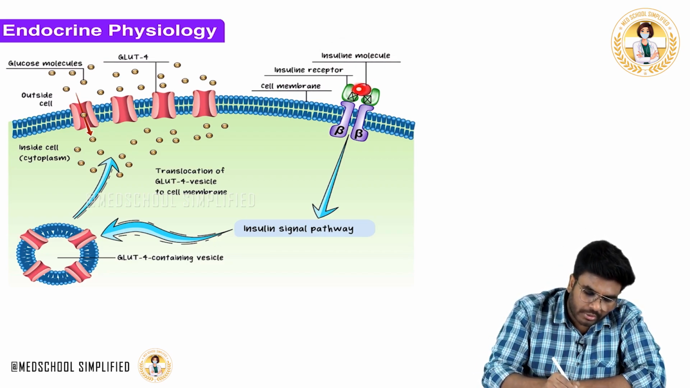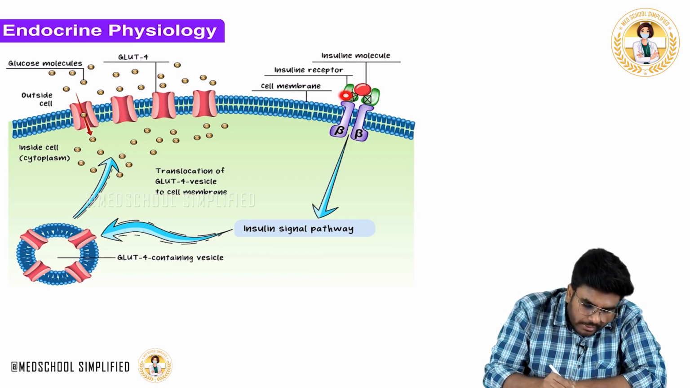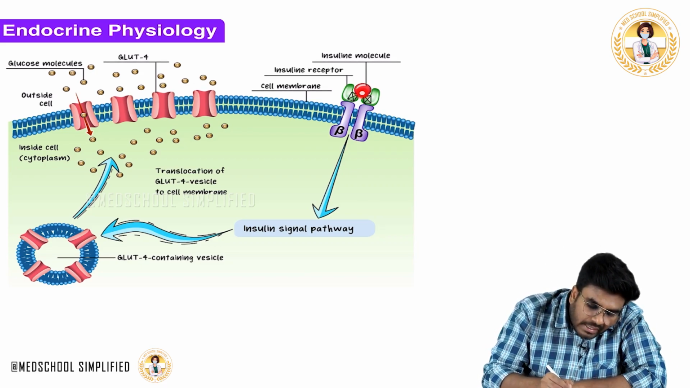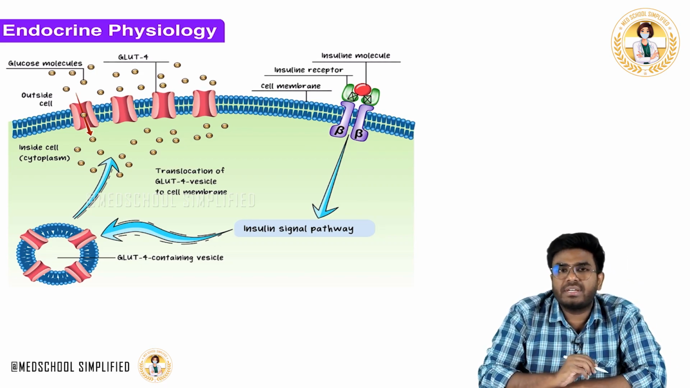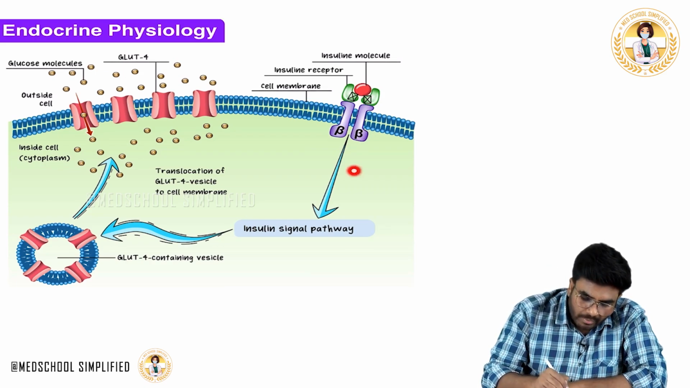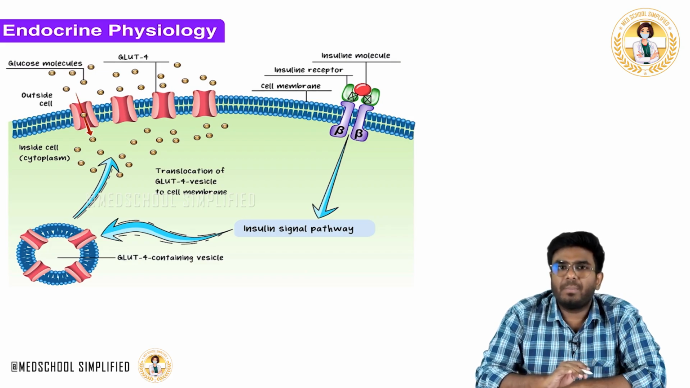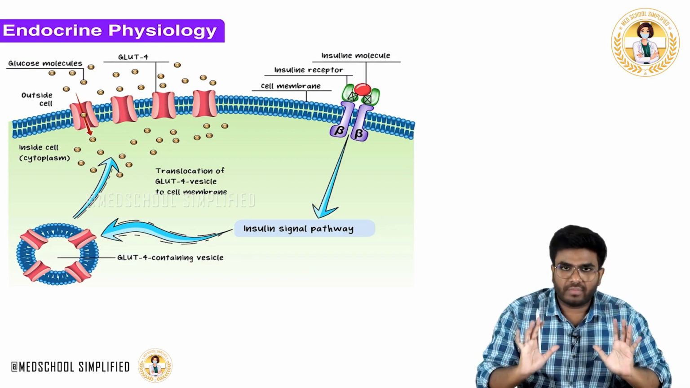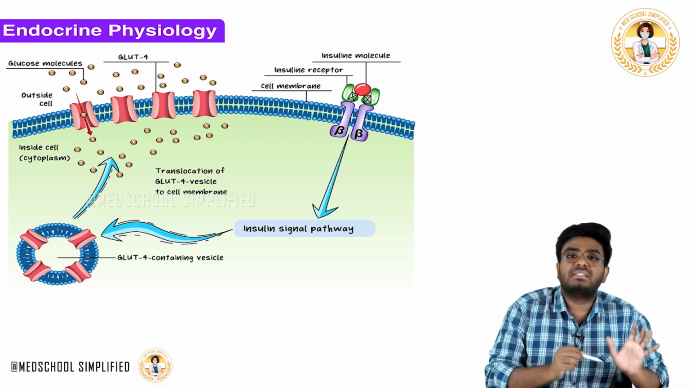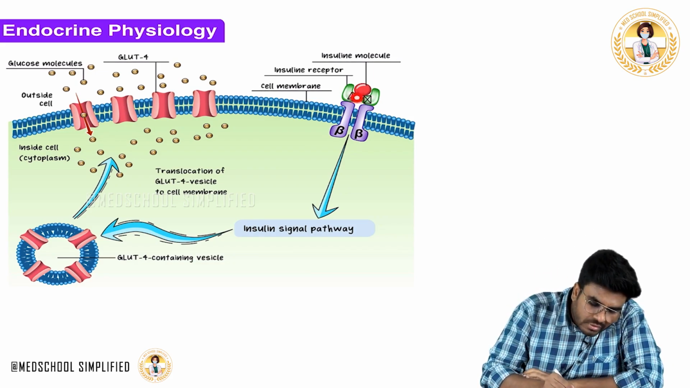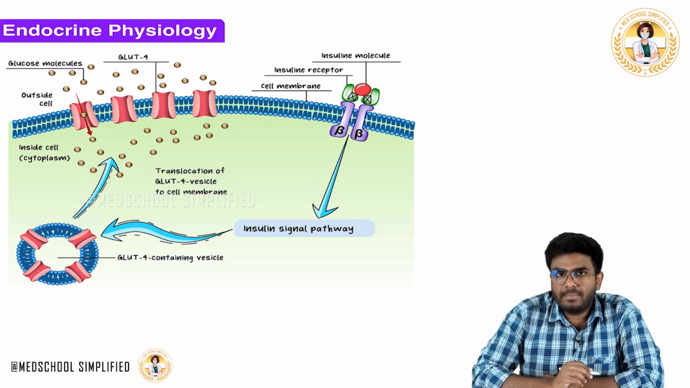This red molecule is the insulin molecule. It comes and binds with its receptor, the insulin receptor, which is nothing but the tyrosine kinase receptor. Once the insulin molecule binds to its receptor, there will be a cascade of reactions happening in the cell, but at the end of the day, see, this cell is a skeletal muscle, or you can take it as an adipocyte. Now when insulin is acting on this adipocyte or skeletal cell, what happens?